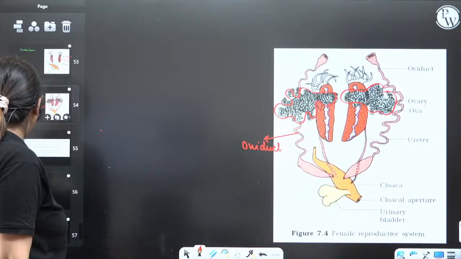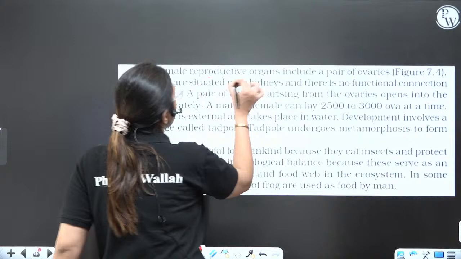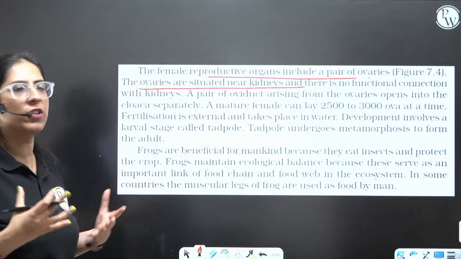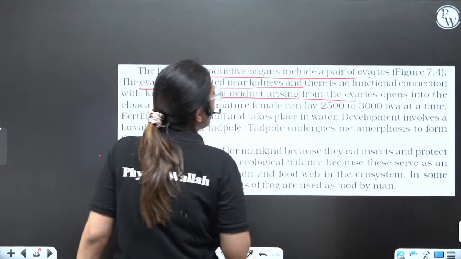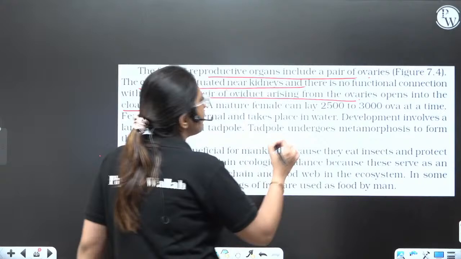Clear? Now, the female reproductive organs include a pair of ovaries. Ovaries are situated near the kidneys. There is no functional connection with the kidneys, as you know. There is a separate ureter present. A pair of oviducts arise from the ovaries and open into the cloaca separately. This also I have discussed. Very important: a mature female can release 2500 to 3000 eggs at one time. Ova. So there will be fertilization.